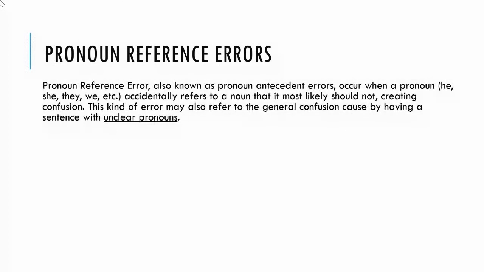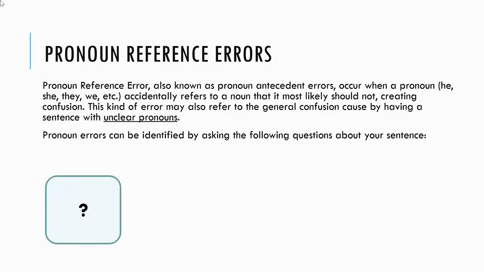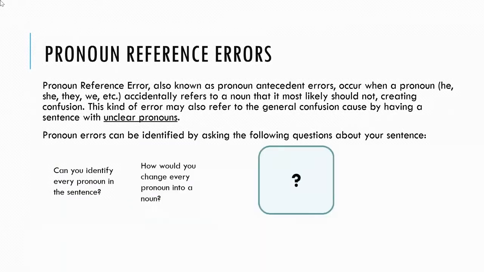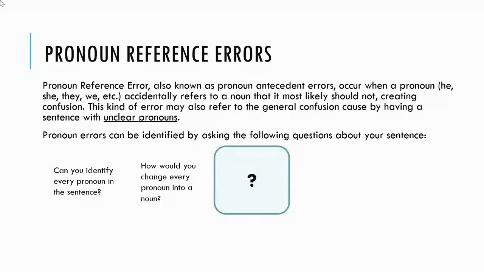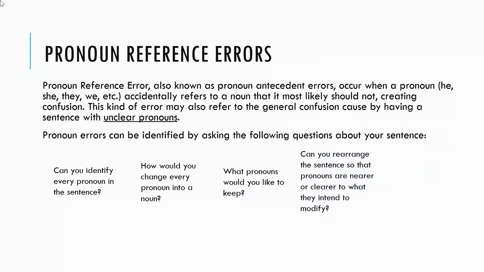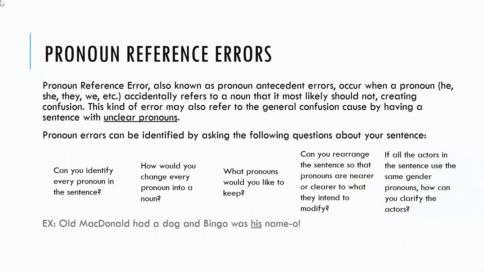Pronoun reference errors are another common grammar error students make in their writing. Pronoun reference errors are also known as pronoun antecedent errors and occur when a pronoun accidentally refers to a noun that it most likely should not, creating confusion. This kind of error may also cause confusion from having a sentence with unclear pronouns.